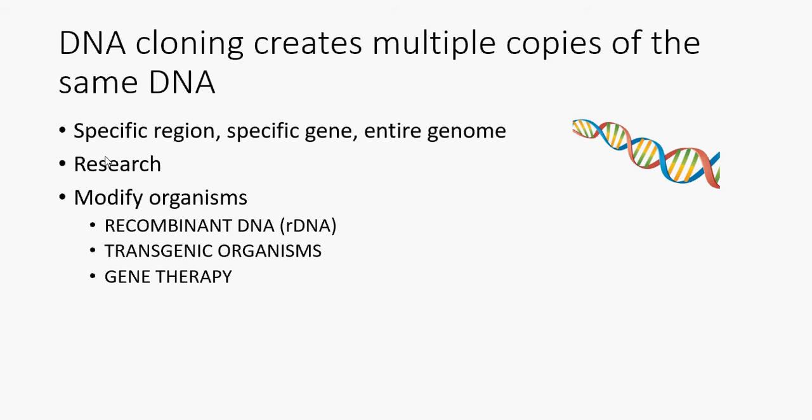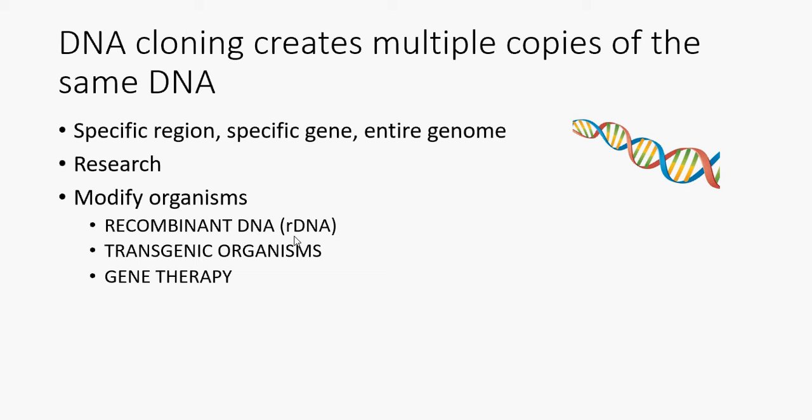Additionally, beyond research, occasionally people want to modify organisms in order to achieve some benefit. So an example of that would be making recombinant DNA or rDNA. Well, what recombinant DNA means, let me back up here for a second, is you take DNA from more than one organism and combine that together.